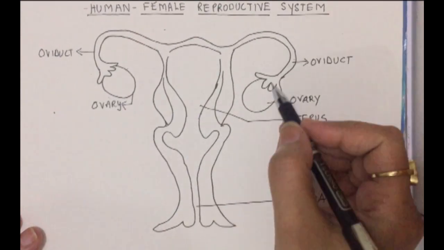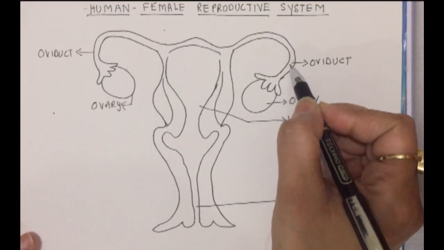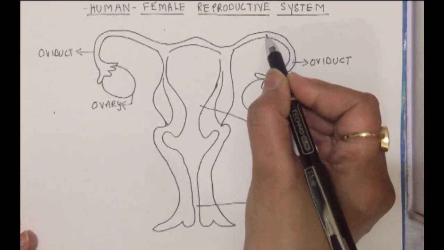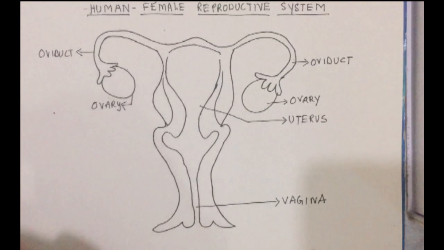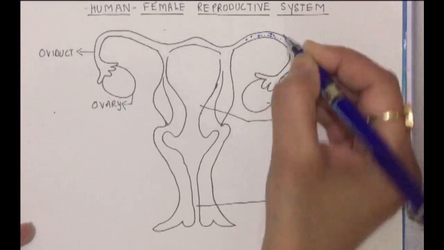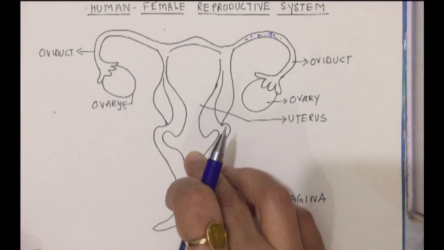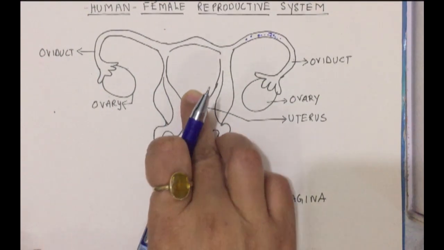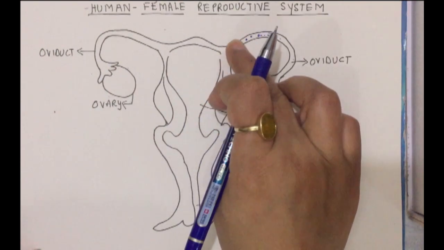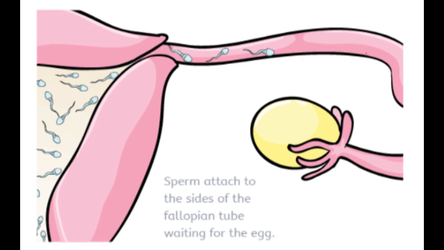Now what happens, students? When the ovule is secreted from the ovary, it comes through the oviduct and travels here. This is the place where fertilization takes place. The sperm which is deposited in the vagina travels through the uterus and reaches the oviduct. This is the site for fertilization. Here the fertilization takes place.